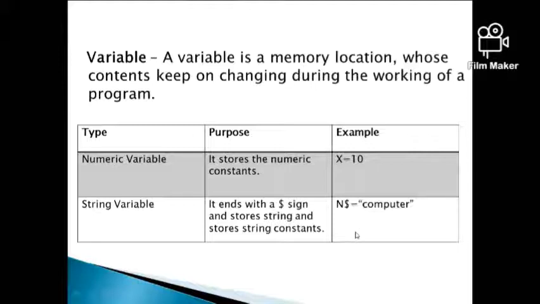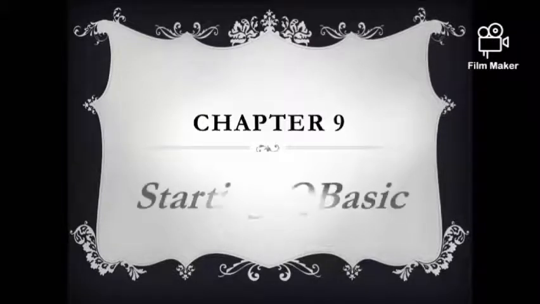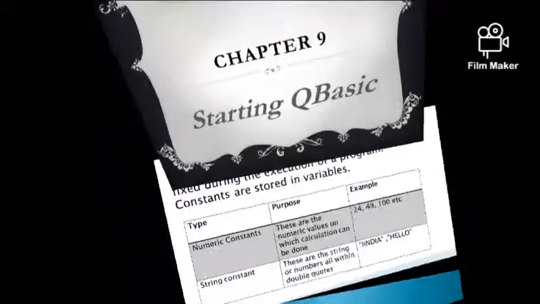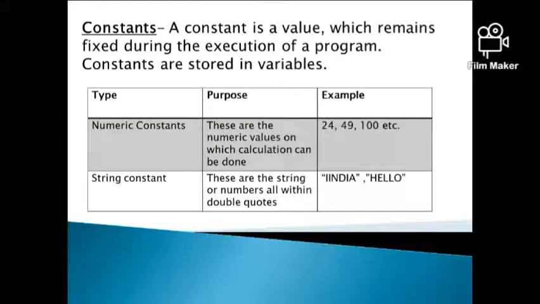Now let's start today's class. Chapter number 9, starting QBasic. Today we will learn constants. As you know, a variable is a memory location and the value of a variable can be changed during the execution of a program, but constants are different from variables. A constant is a value which remains fixed during the execution of a program. Constants are stored in variables. The value of a variable can be changed, but the constant will remain fixed during the execution of the program.